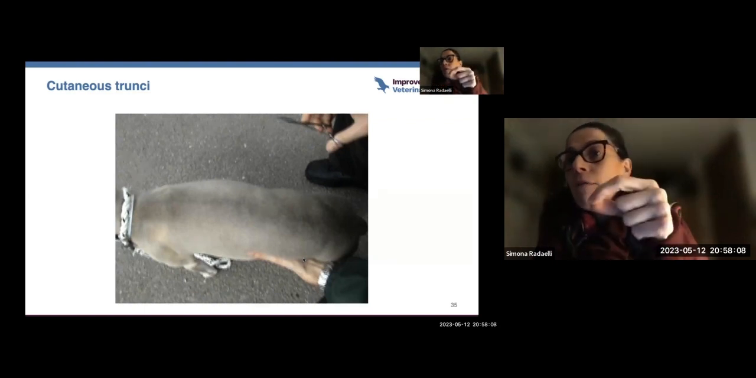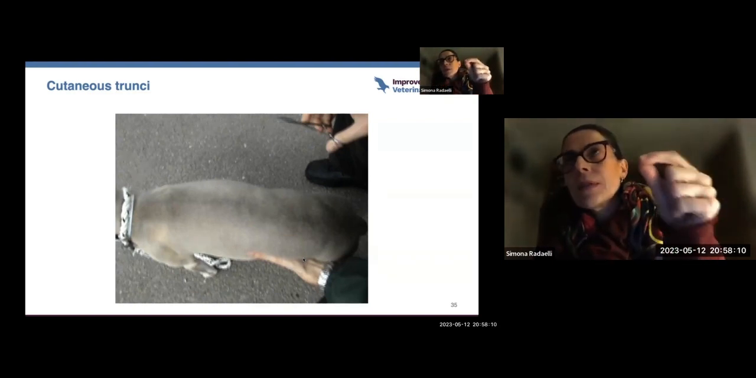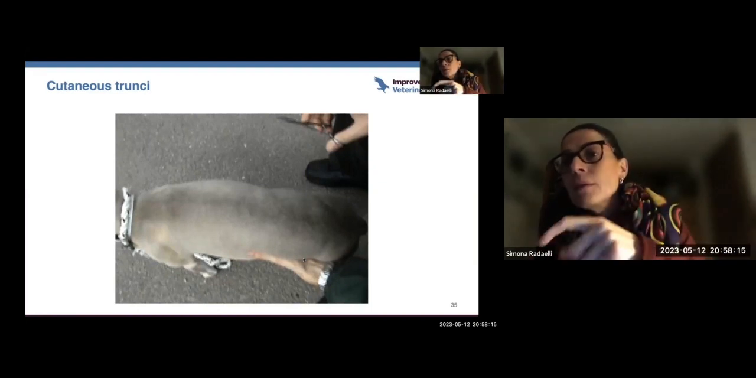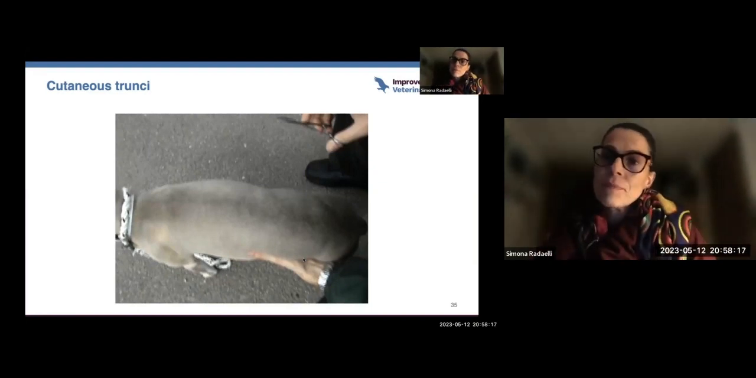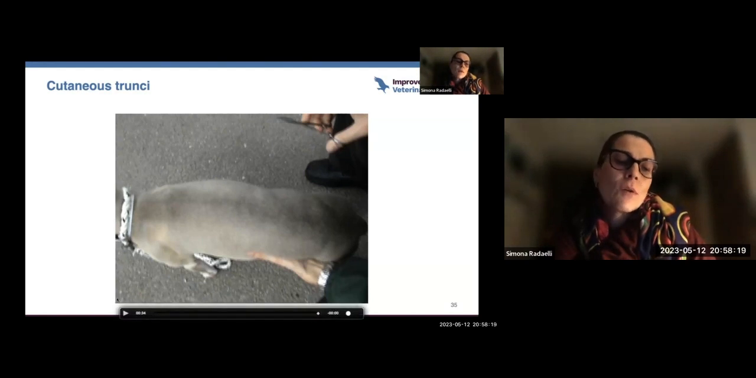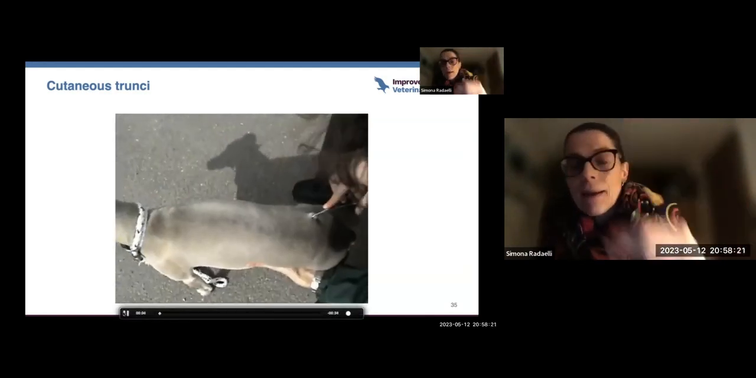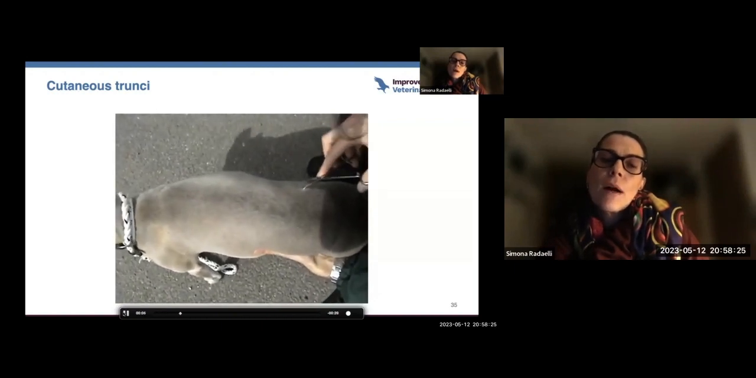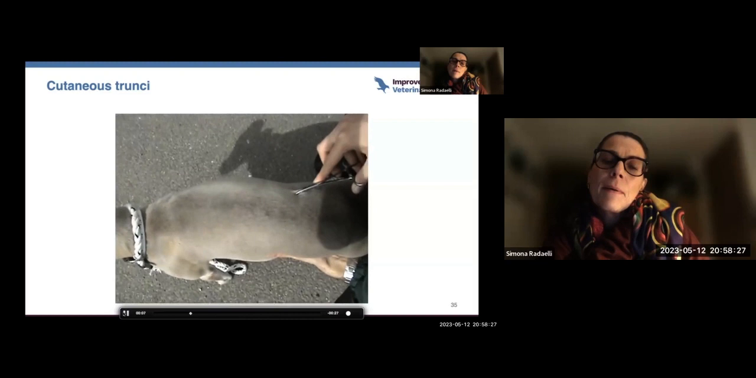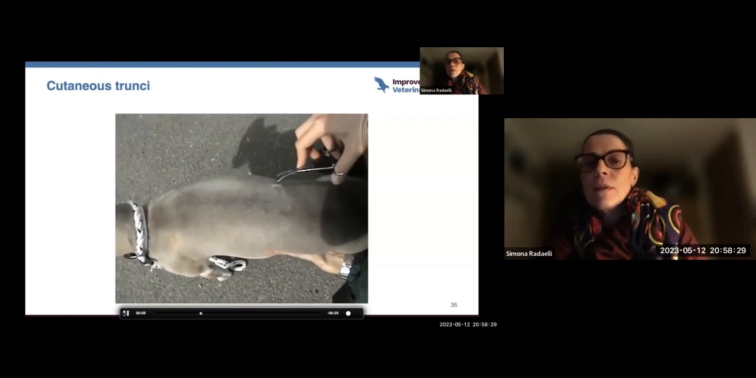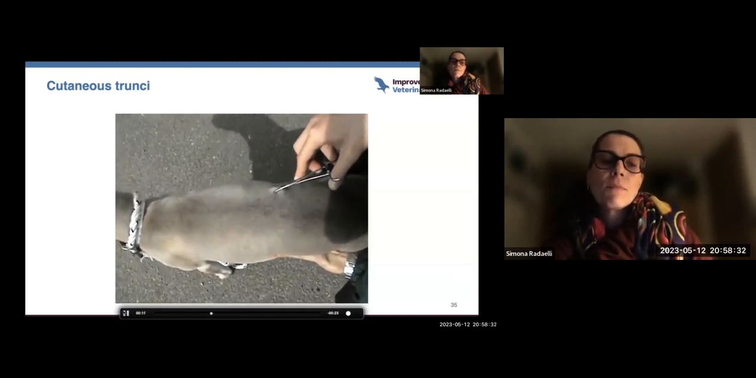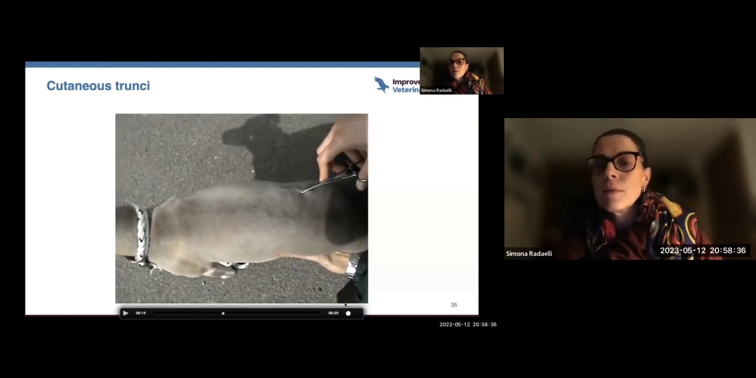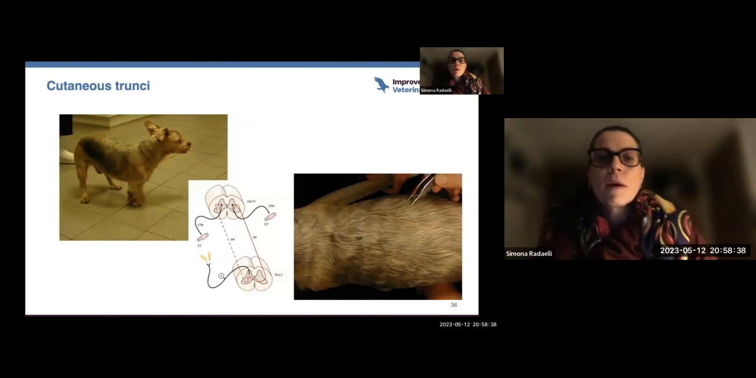And also, if we have a lesion at C8-T1, where the lateral thoracic nerve exits, we can have absent cutaneous trunci all over the back. So in this case, you can see there is no cutaneous trunci, no panniculus, and then it appears at this level. So we can localize pretty much around this area the lesion at the level of the spinal cord.